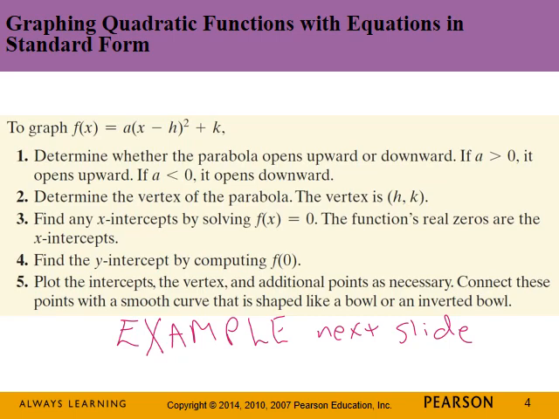Graphing quadratic functions with equations in standard form. Again, when the function is in standard form, f of x equals a times the quantity x minus h squared plus k, there are a few steps that you will have to follow, and the next slide will go through each step separately, modeling an actual function in standard form. You'll have to determine whether the parabola opens up or down, determine the vertex, find the x and y intercepts, then plot it and find additional points if you need them to plot. So let's take a look at the next slide with the example.